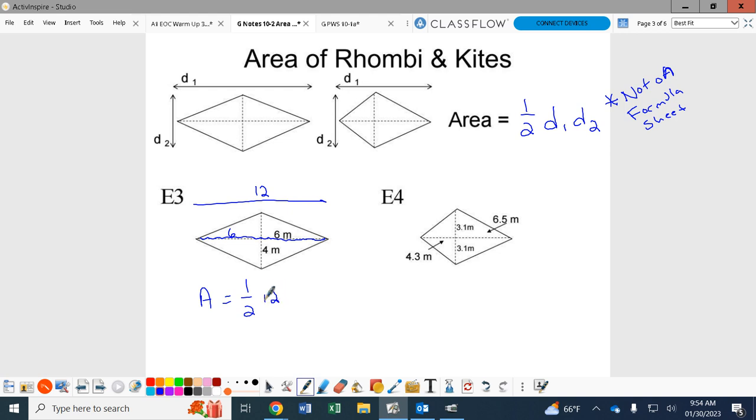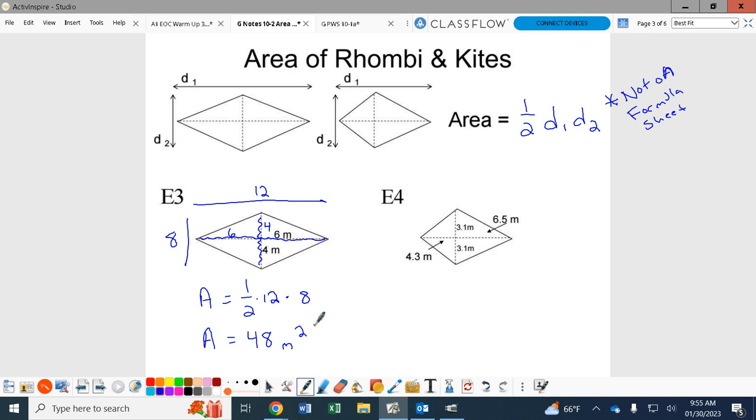So when you plug it in, it's going to be 1/2 times 12. And then the other diagonal is going to go this way. If it's 4 down here, it's going to be 4 up here, which means this entire diagonal is going to be 8. So it's going to be 1/2 times 12 times 8. What does that give you for our final answer? 48 meters squared. Area is always square units, so make sure you put that on there. 48 meters squared. Good.